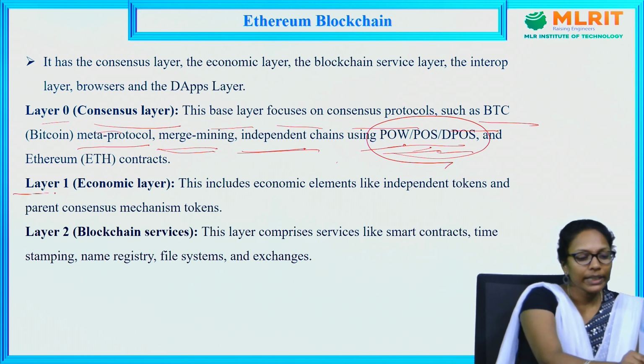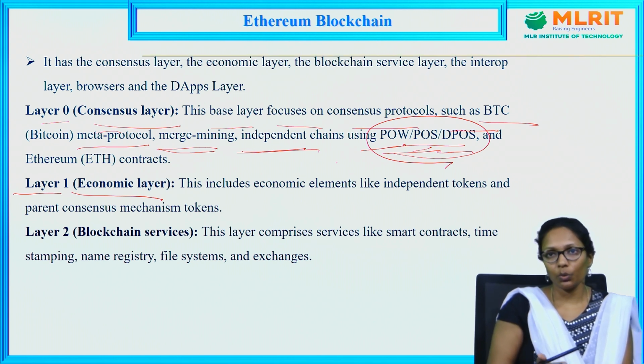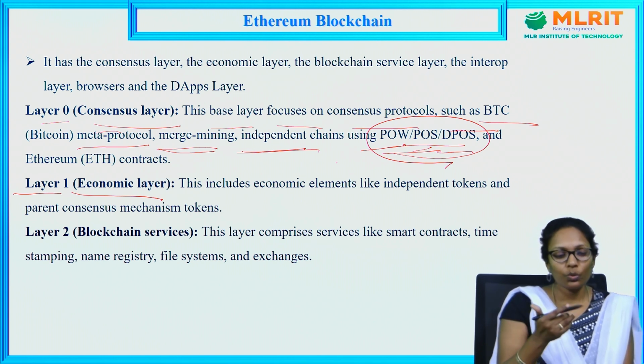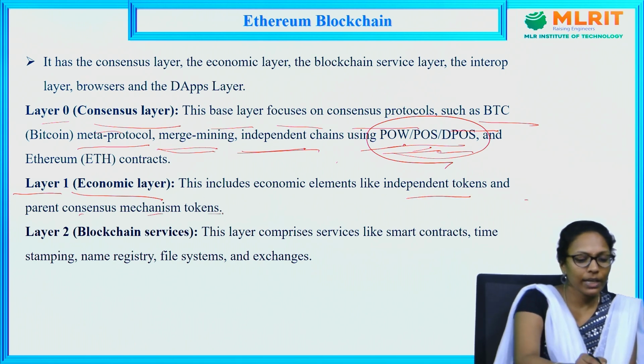And coming to layer 1. Layer 1 is nothing but the economic layer which will provide different tokens. In the previous video, we have seen the difference between the token and the cryptocurrency. This economic layer includes economic elements like independent tokens and paired consensus mechanism tokens.